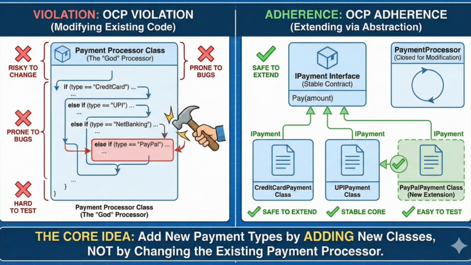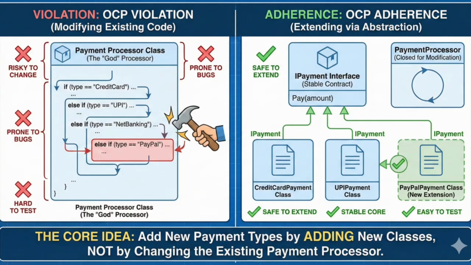This approach is risky to change, prone to bugs, hard to test, difficult to maintain, so this clearly breaks the open-closed principle, because we keep modifying the same existing working class again and again. Now look at the right side. This shows OCP done correctly.